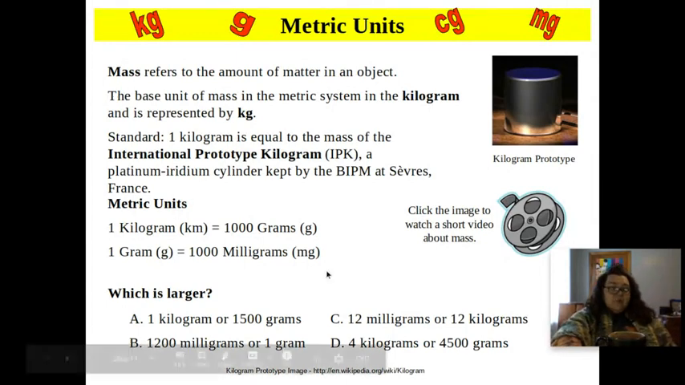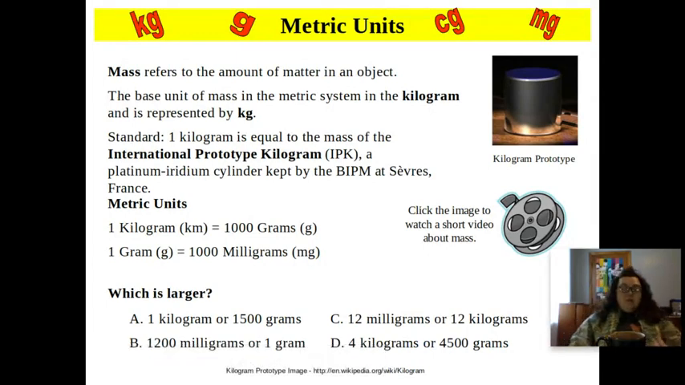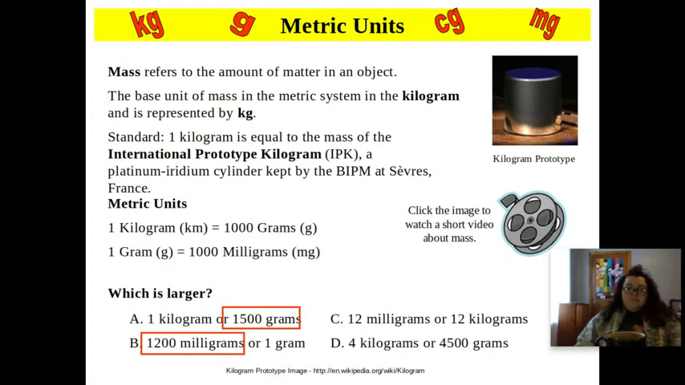So knowing this, let's look at the bottom here. What's bigger, 1 kilogram or 1,500 grams? Well, we know that there's 1,000 grams in a kilogram. So 1,500 grams is going to be larger. B, 12 milligrams or 1,200 milligrams in a gram. We know there's 1,000 milligrams in a gram. So in this case, there are more milligrams than there are grams. So the milligrams is larger.